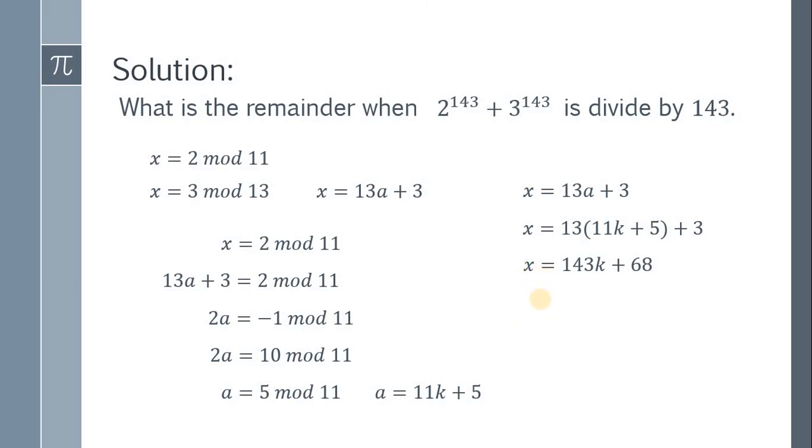Now, to get the smallest value for x, let k be equal to 0, so we have x is equal to 68. Therefore, the remainder when 2 raised to 143 plus 3 raised to 143 is divided by 143 is 68. Or this can be written as x is equal to 68 mod 143. And we're done.